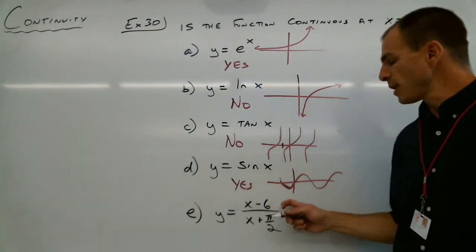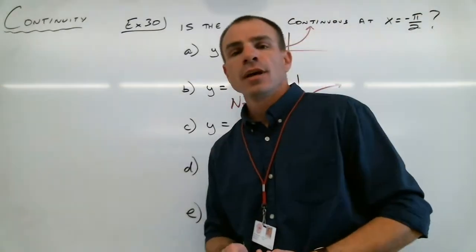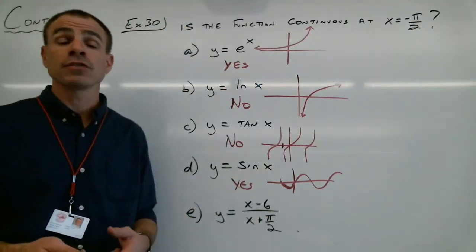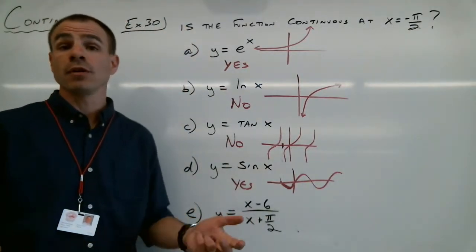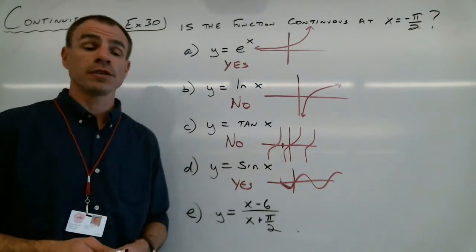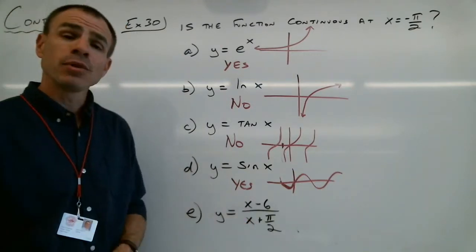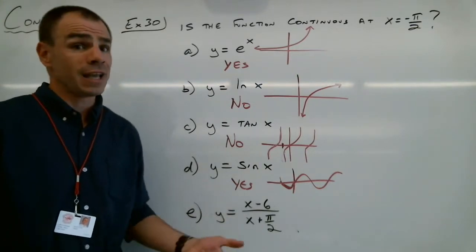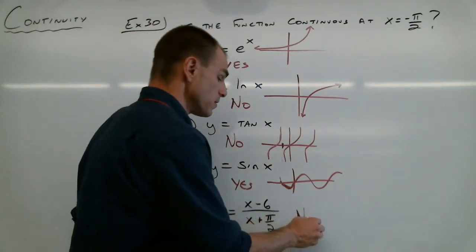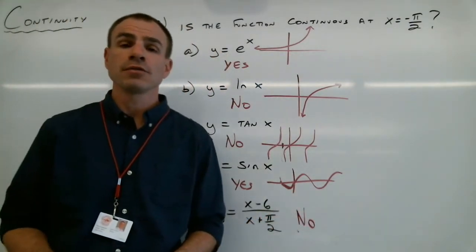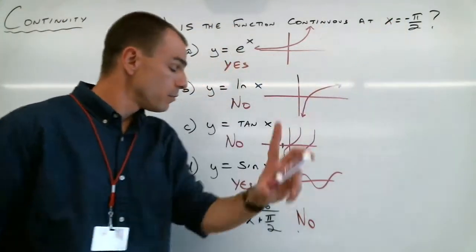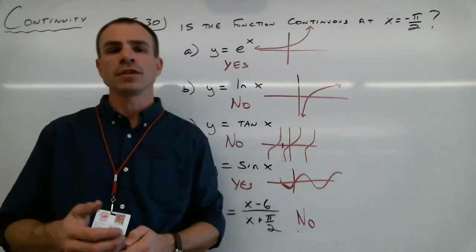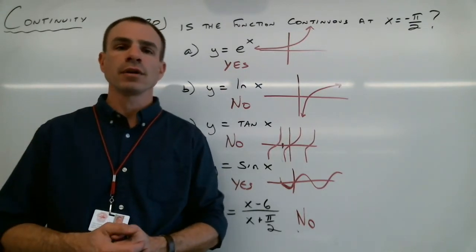Okay, and last but not least, we have x minus 6 over x plus pi over 2. So we have a rational function right here. We have to look and see what value of x causes us to divide by 0, because we know that our function will not exist where we divide by 0. And look at that. If we plug negative pi over 2 into our denominator right there, we're going to get 0. We can't do that. So this last function is not continuous at x equals negative pi over 2. So if I plug that x value into my denominator, I'm going to get 0, and I can't divide by 0. The function doesn't exist there. Again, the first requirement of continuity fails.